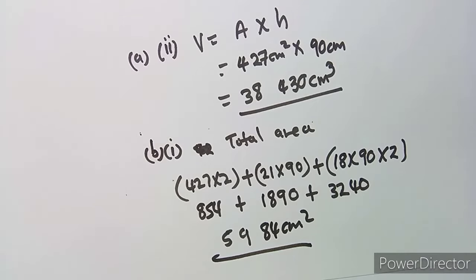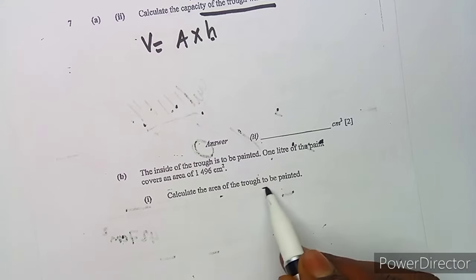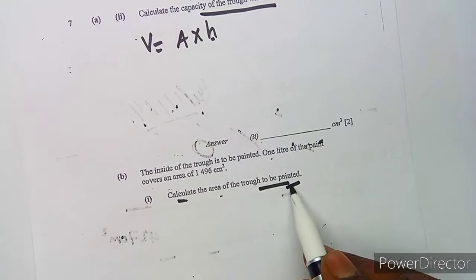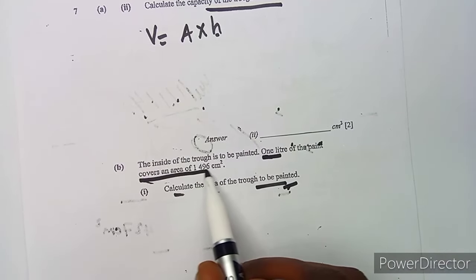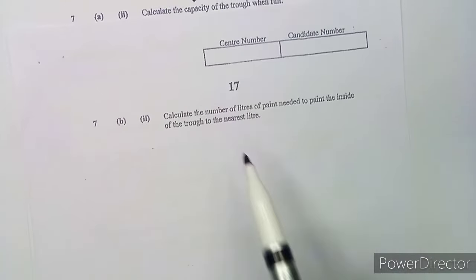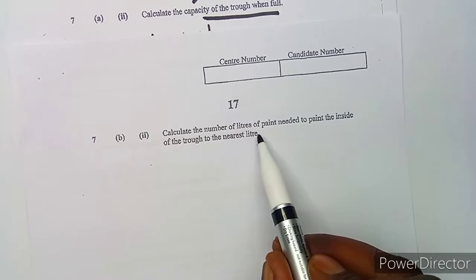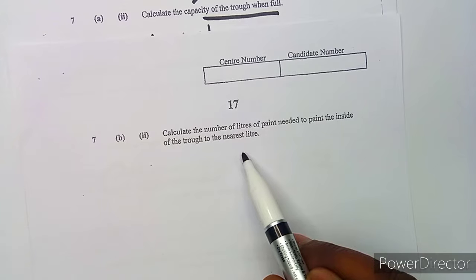Okay, so the question is to calculate the area of the trough to be painted. That is the total area that we are talking about. But we are told that 1 liter is going to cover 1,469. This is a statement that is separate, but it's under B. That is why we see that statement now to be used on B item 2, where they are saying calculate the number of liters of paint needed to paint the inside of the trough to the nearest liter.